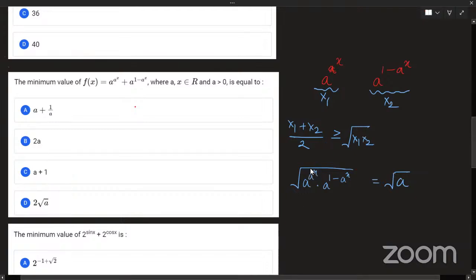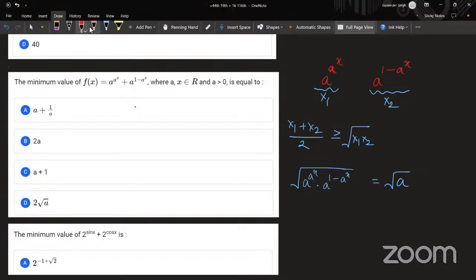See, nothing to worry about. Just treat this a raised to x as one single entity, and I have 1 minus a raised to x. So you just treat it something like a raised to c multiplied by a raised to 1 minus c. Tell me, what will be the product of this thing? Can c and c get cancelled out? Yes. So that is why I will just get a. So it will be square root of a. Very easy, right?